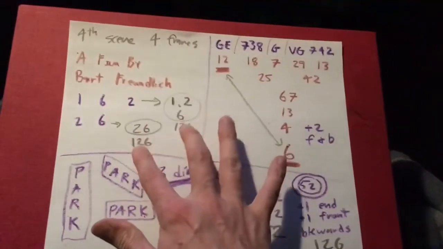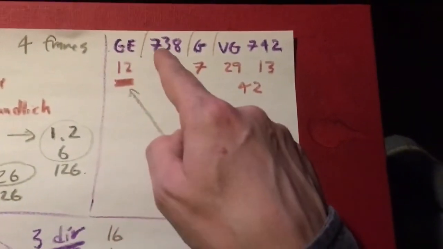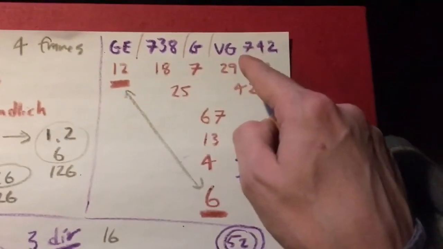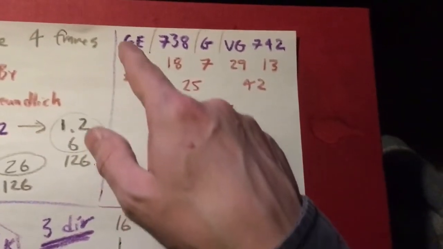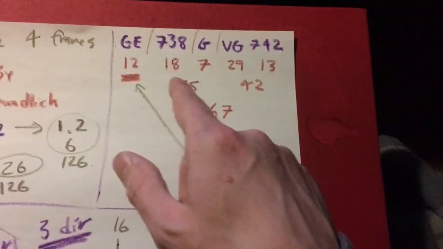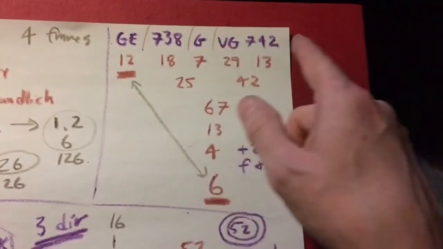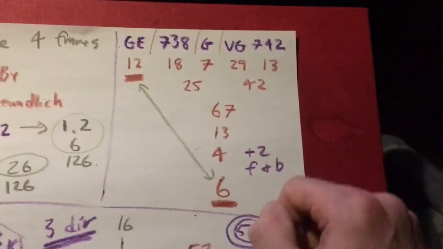So we already know the theme of this frame. Now, let's check out this. It has GE738G and VG 724, 742, okay? Let's reduce it. 7 and 5 is 12. That'll reduce to an 18. That'll be a 7. That'll be a 29, because 22 and 7, 29. And then this will reduce to a 13.